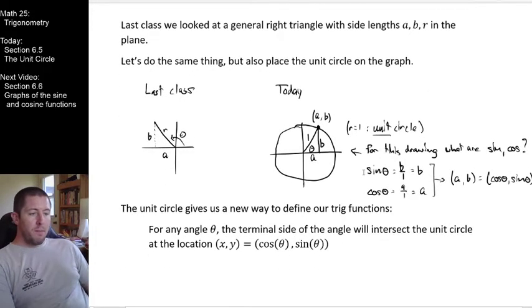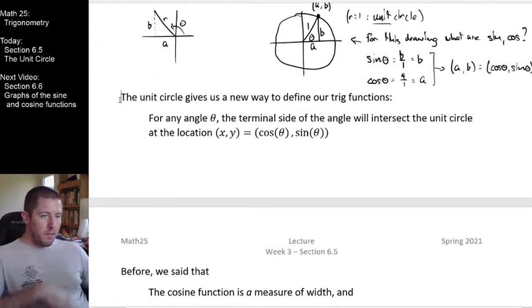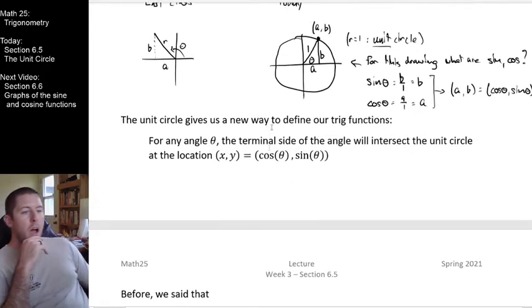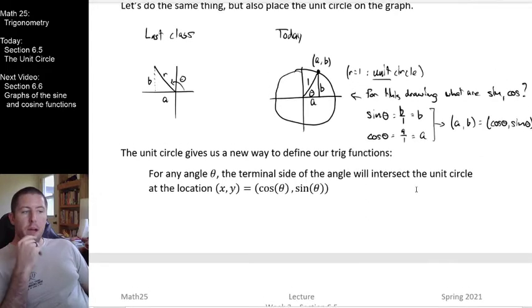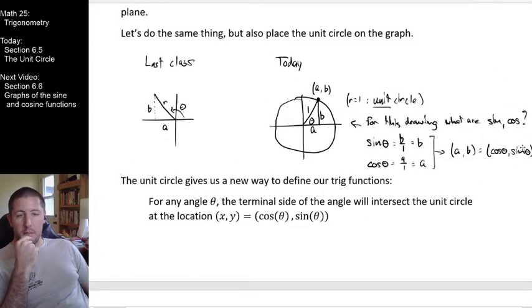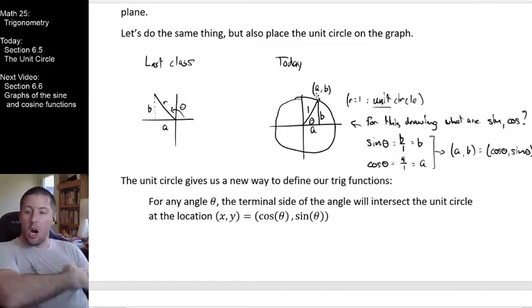And what we just saw from this drawing right here, can I do this? Nope, got mad at me. The unit circle gives us kind of a new way for us to define our trig functions here. We can see that cosine and sine of theta are literally just the xy coordinates of any point that our terminal side of our angle hits the unit circle.